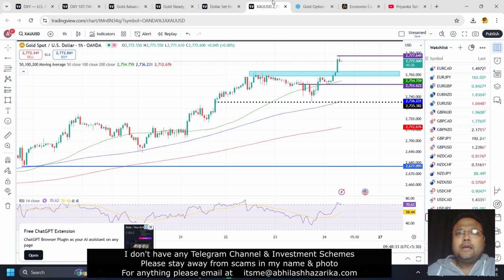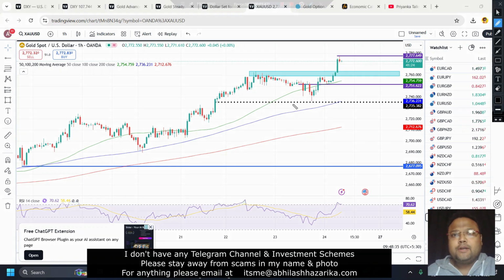And obviously, you need to trail your stop loss also because today is Friday. We cannot forget it. Fridays can be dangerous, especially during the US session. In the last couple of months, especially in October and November, we saw that Fridays were crazy. Nothing was working during the US session.